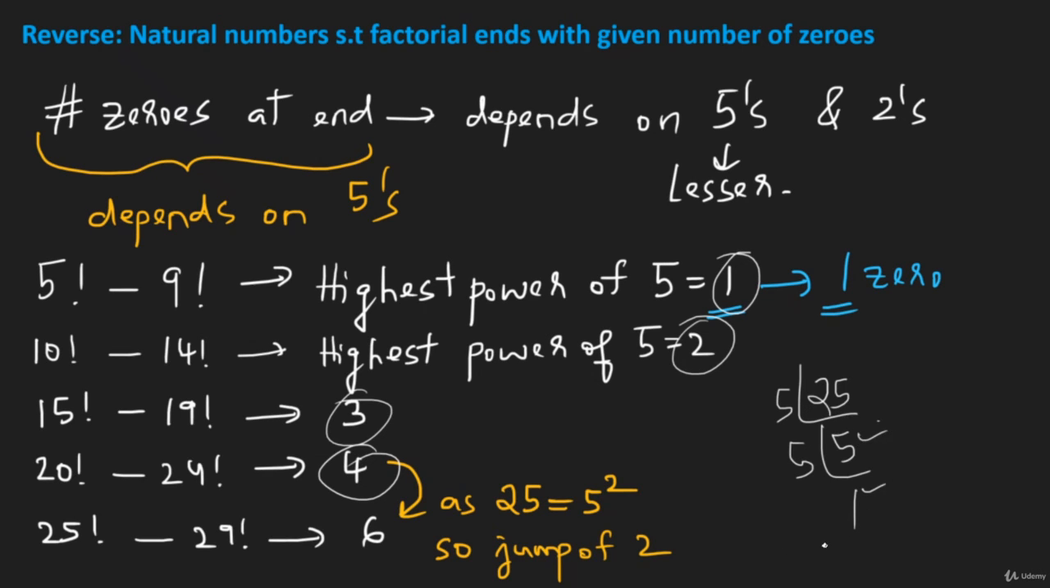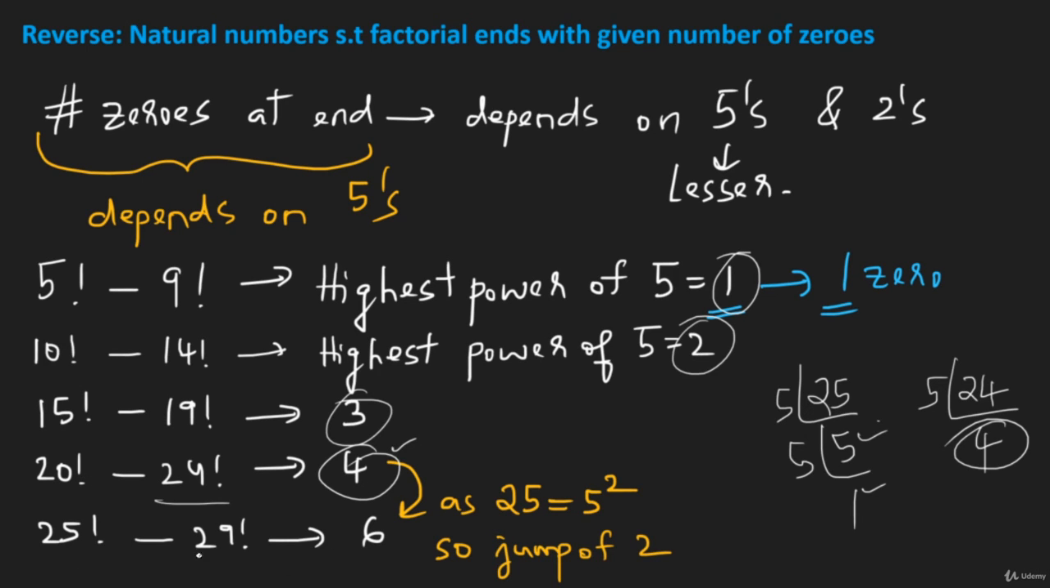So 5 plus 1 is 6. Now let me take 24 over here. If I take 24 by 5, it goes 4 times. And 4 I cannot further divide. So that's 4 over here. So you can see 20 factorial to 24 factorial has 4 zeros.